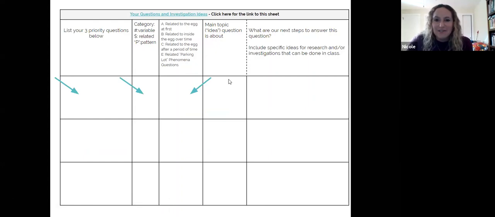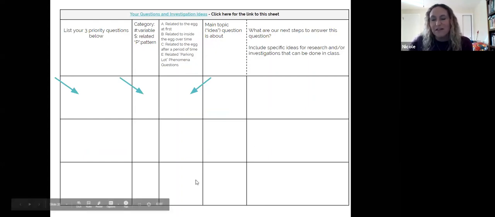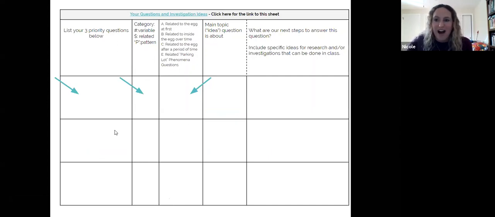And then I also just added in a main topic, but I'll show you that the last 2 columns is going to come with our next step. So usually at this point, they're just filling out the first 3 columns just to record their questions. And I usually have them keep this in there. I keep a science notebook with them.